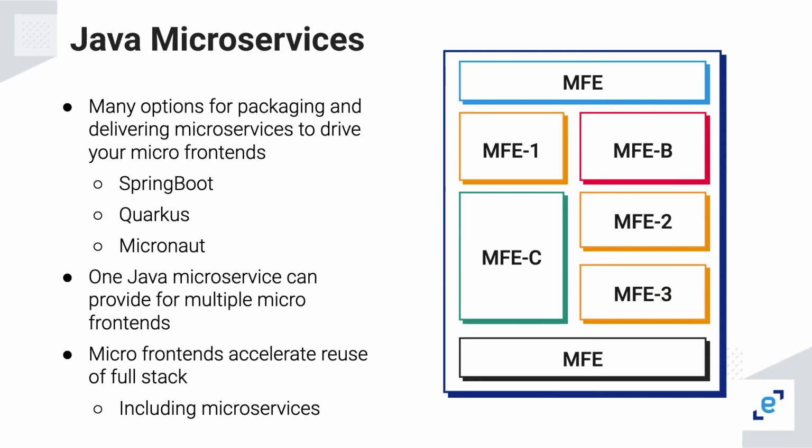It's also important to note that a single Java microservice can provide data for multiple micro frontends. So you could have one microservice dedicated to checking, for example, and then have 4 or 5 micro frontends that represent the user experience for that microservice. And the goal is to use micro frontends in that case to accelerate reuse of a full stack. So basically you take your microservice, the set of micro frontends that go on top of it, and then treat that as a bundle or a set of capability that you can reuse quickly across applications or customize depending on what you need to do for a given application.